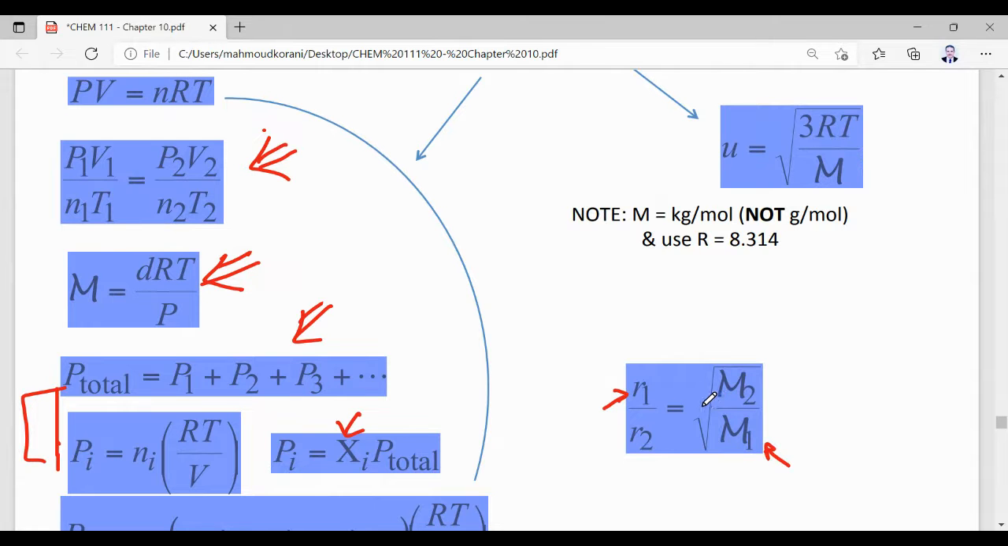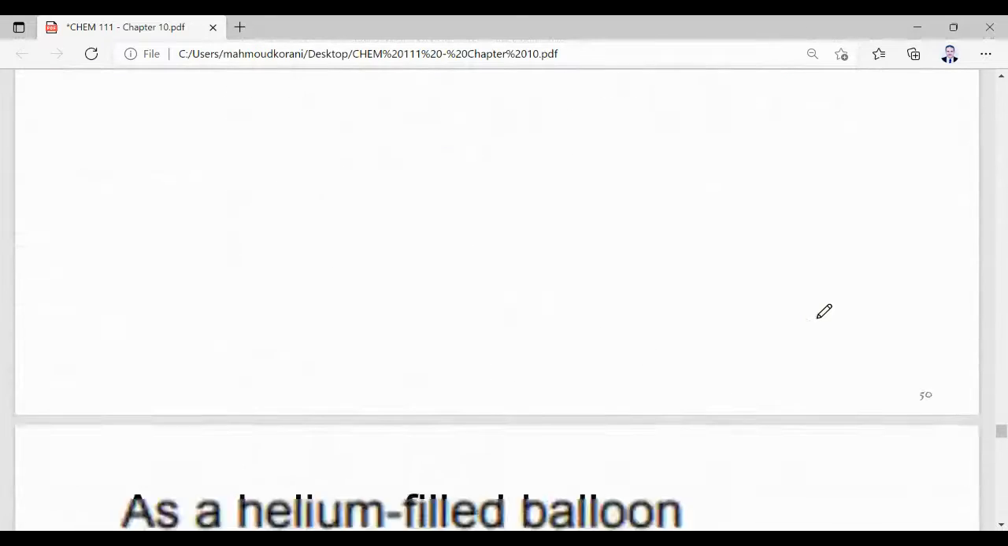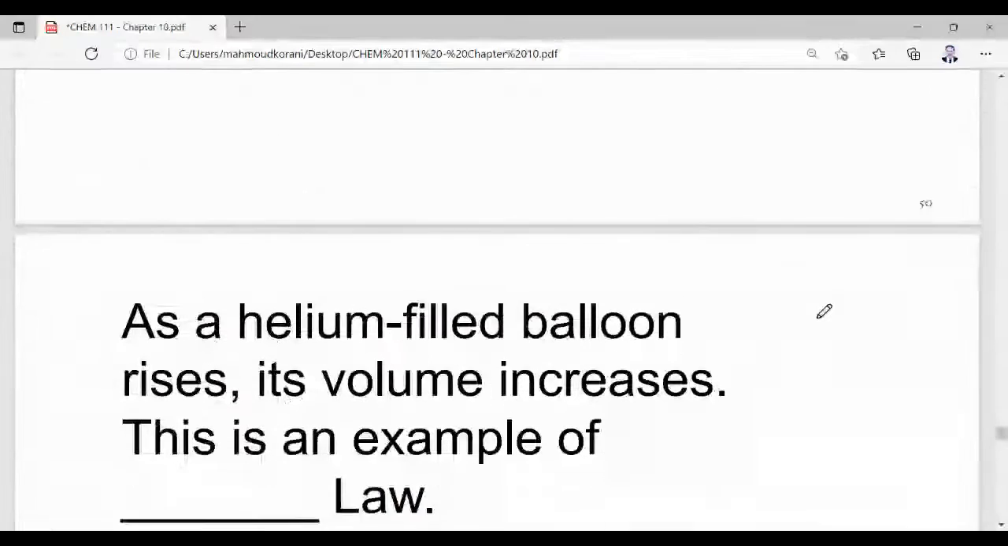It should be 2, because it's inversely proportional to the molar mass. The root mean square speed of the gas molecule is given by u equals the square root of 3RT divided by M. And from this one, we can end up with this relation if you have two gases.